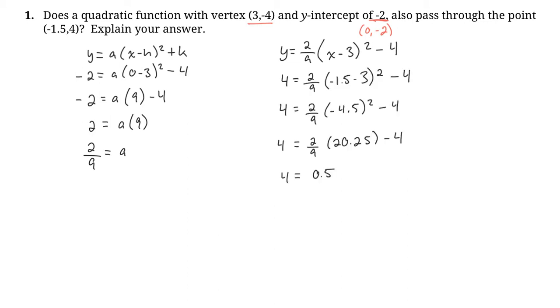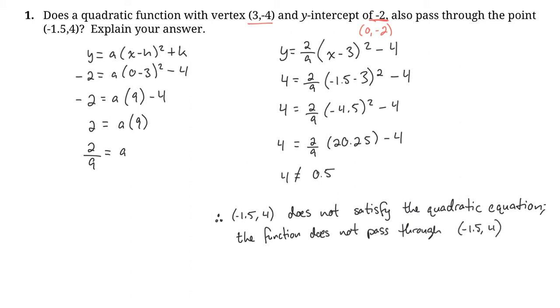So on the left side of the equation, I got 4, and on the right side I got 0.5, and those are definitely not equal to each other. So that means this point, negative 1.5 and 4, does not satisfy the quadratic equation, and the function does not pass through negative 1.5 and 4.